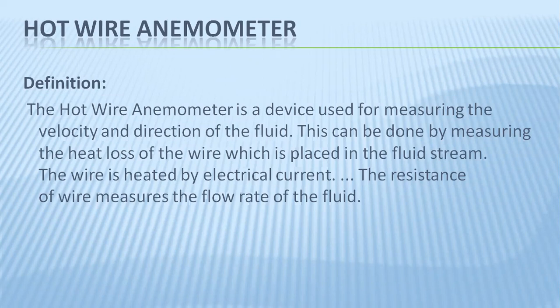First of all, how do we heat that electrical wire? We arrange a Wheatstone bridge circuit. The voltage passes through the Wheatstone bridge circuit, which is connected to one wire, the hot wire. As the voltage passes through that wire, its temperature increases. That's why it is called a hot wire.